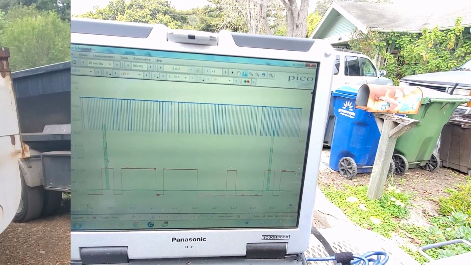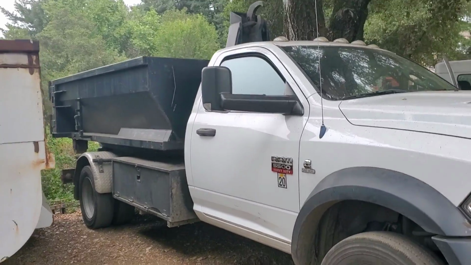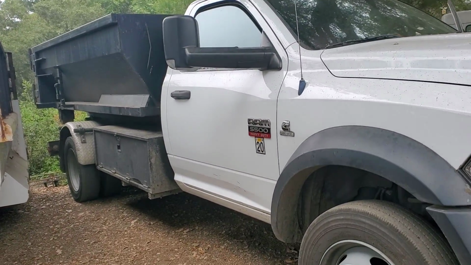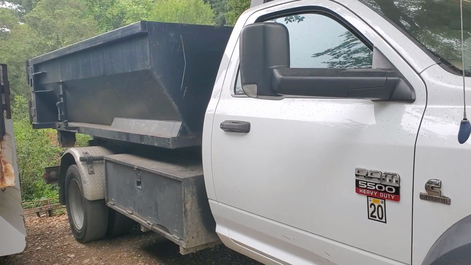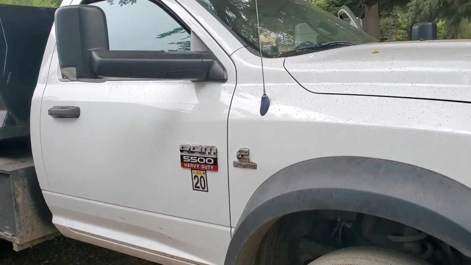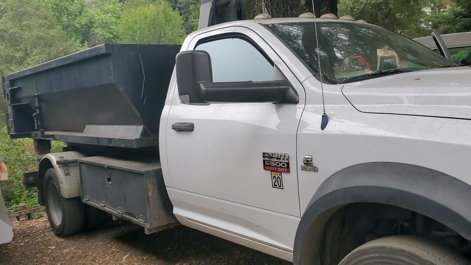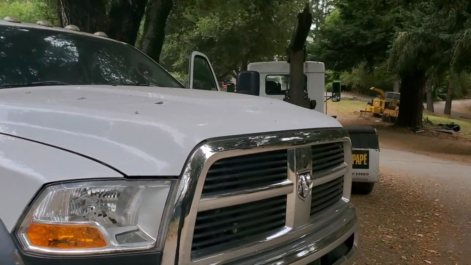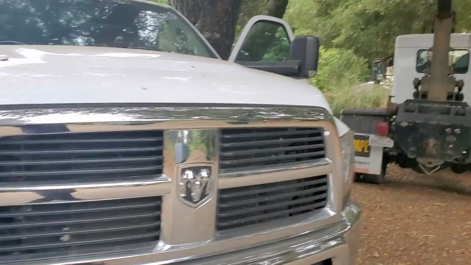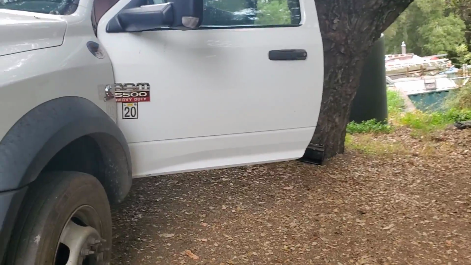This is a diesel. Welcome to the channel. Today we're gonna be working on this vehicle. This is a Dodge Ram diesel 5500. Customer concern: overheating, lack of power, and check engine light on. So we're gonna go through the process of diagnosing this, find out what's wrong. We're gonna start with scanning for codes, and we're gonna go from there.